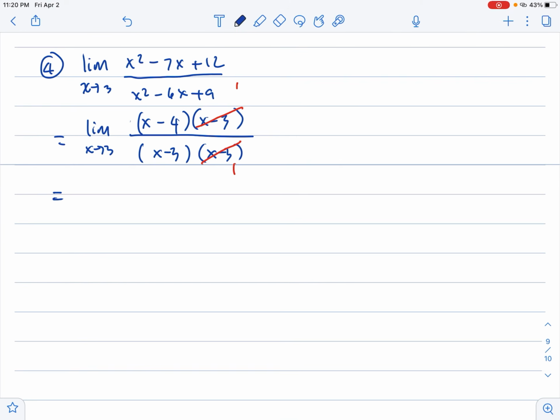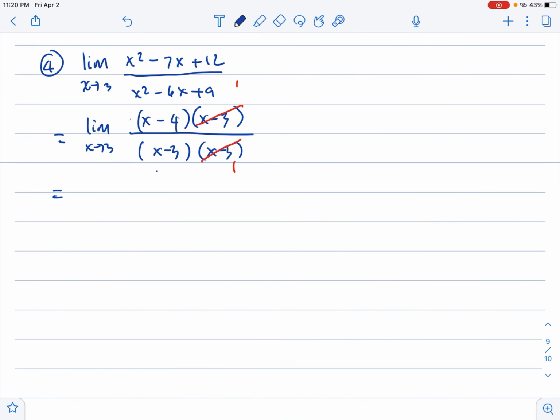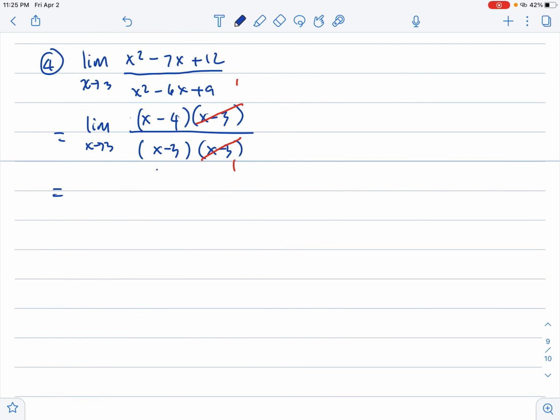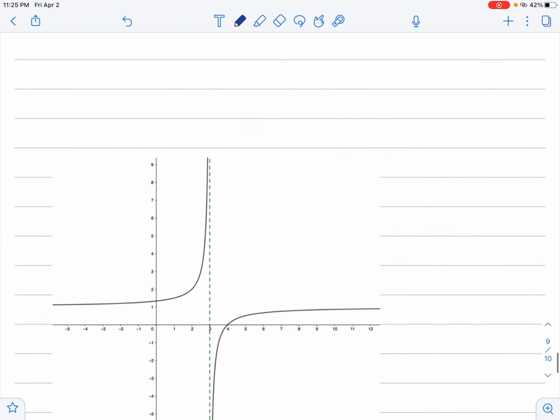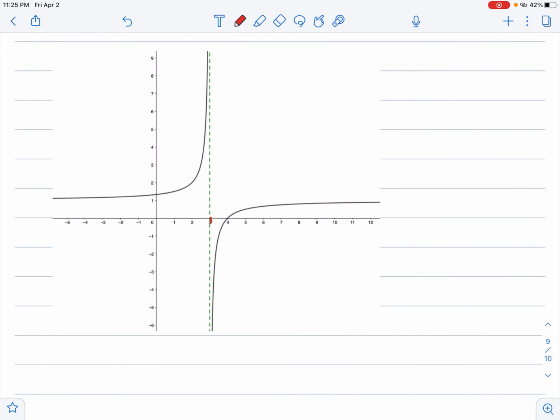Pero tignan nyo, pag nag-substitute ako ng 3 dito, 0 pa rin siya. So ano kaya nangyayari pag ganito? Well, pwede tayo mag-sign analysis, no? Kaso magiging masyadong mahaba itong video na ito. Pwede ko na lang siguro ipakita sa inyo yung graph, no? Ang graph nito ay merong asymptote, no? Pag wala kang makancel tapos may denominator ka na magiging 0, ibig sabihin meron kang asymptote. And as you can see, this is the graph. And ito yung x equals 3 ng asymptote niya, no?